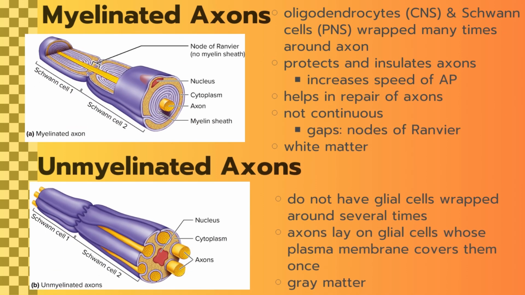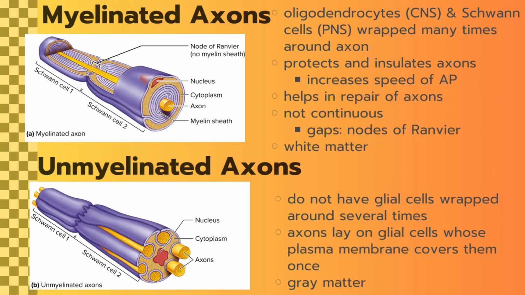In both the CNS and PNS, the axons of the neurons can be myelinated or unmyelinated. Myelinated axons are created by oligodendrocytes in the CNS or Schwann cells in the PNS. They wrap themselves many times around the axon. This protects and insulates the axons, which results in the action potentials traveling quicker down the axon. The presence of the glial cells aid in the repair of damaged axons.